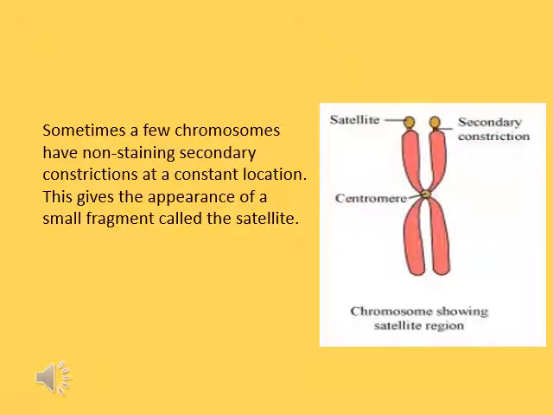Sometimes few chromosomes have a non-staining secondary constriction at some constant location, and these give the appearance of a small fragment known as a satellite. So where is the satellite region? At either end of the chromosome, some non-stained locations appear, so that it looks like a new fragment of the chromosome has started. Such a type of chromosome shows satellite regions, or you can say satellite constriction.